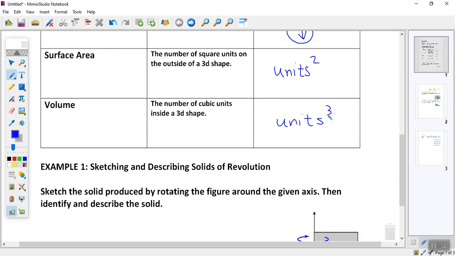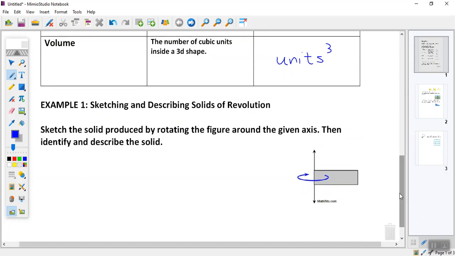So let's talk example 1. Guys, if I had a rectangle adjacent to an axis of rotation here, it says sketch the solid produced by rotating the figure around the given axis and then identify the solid. Here's your rectangle. If I start rotating it around, what's it going to form? Cylinder. It would form a cylinder. Okay? So I'm just going to sketch that.